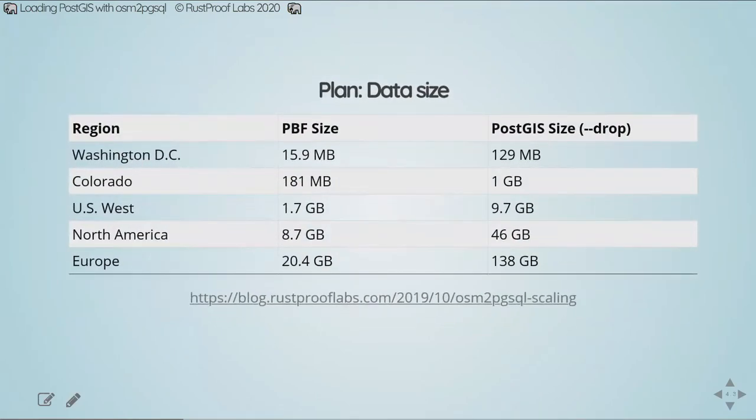The size on disk is an important consideration here. Going back to that PBF format, the PBF formatted data is extremely compressed. And so when we take that data out of the compressed format and put it into PostGIS, and we also add spatial indexes and all of those goodies over it, our data sizes are going to grow quite a lot. I have found 5 to 10 times is a reasonable ballpark to expect your data to grow. It's going to depend on the exact region of data that you're loading. But 5 to 10 times the size, when using drop to get rid of those intermediate tables, is a decent ballpark.